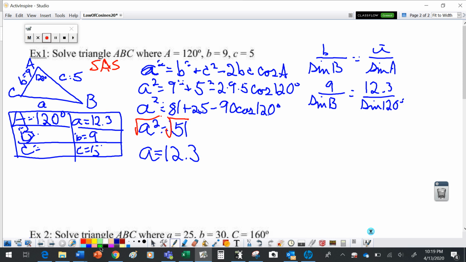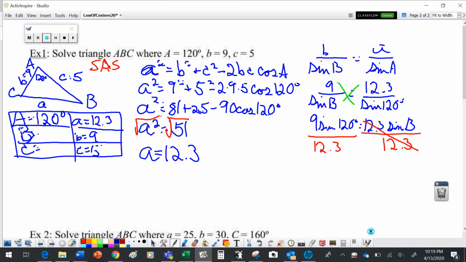Now in order to solve for this one, if we think back to proportions, we cross multiply. And that will give us 9 times the sine of 120 degrees is equal to 12.3 times the sine of angle B. Now I want to get that angle B all by itself, so I'm going to divide both sides by 12.3. Now over here, those 12.3s cancel, and I get the sine of B all by itself.